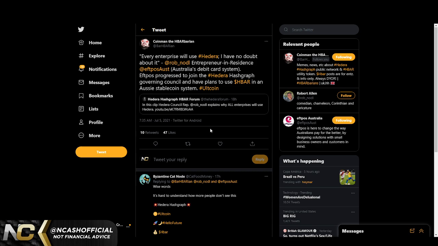Now when we look at this, it's saying FPOS progressed to join the Hedera Hashgraph Governing Council and have plans to use Hbar in an Aussie stablecoin system. I honestly think the fact that Hedera will be utilized by pretty much all enterprise businesses, because they won't even know that they're utilizing it. Especially when we look at the fact that it has so many governing council partnerships and just partnerships in general with a lot of these financial districts and sectors. A lot of them will be transacting over the Hedera main network, but they won't even realize that they are.